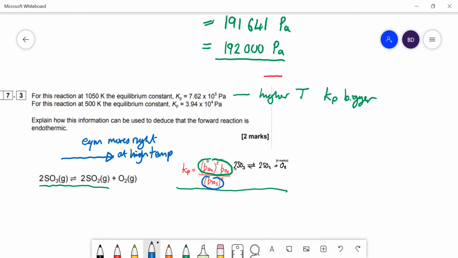Now Le Chatelier tells us if you increase the temperature, it tries to decrease the temperature by moving in the endothermic direction. So this forward reaction is endothermic. 2 marks, that is a lot of explanation for that. You probably don't need to be quite as clear as that, but there you go anyway. So basically Kp gets bigger, this number on top gets bigger, you get more products. It must be moving in the endo direction.